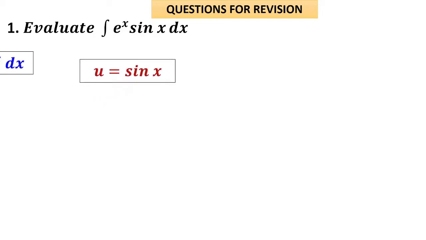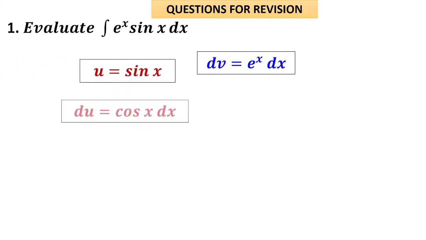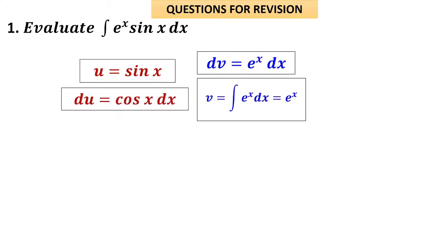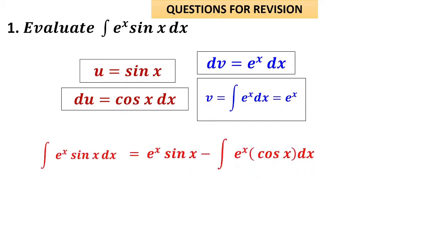As usual, take u as sin x, dv as e power x. You know du is cos x dx and v is integral e power x dx, which is e power x. Put it in the uv minus integral v du form. What is u? Sin x. e power x is v. Therefore, e power x into sin x minus integral v du, e power x into cos x dx.